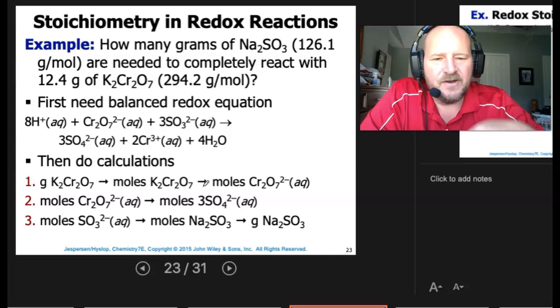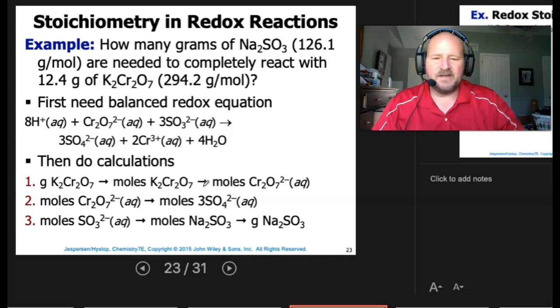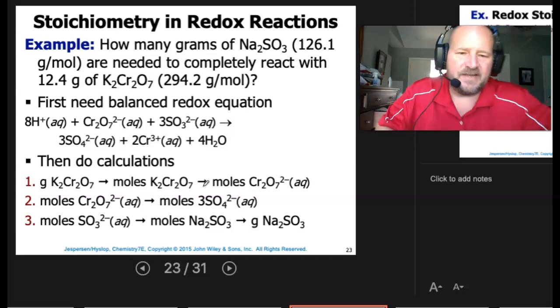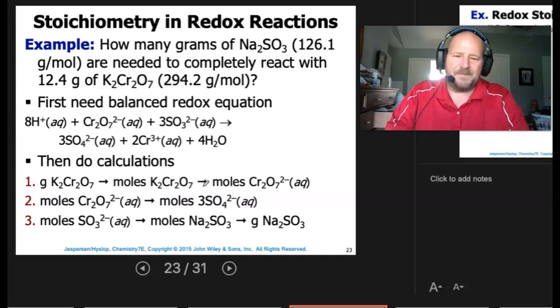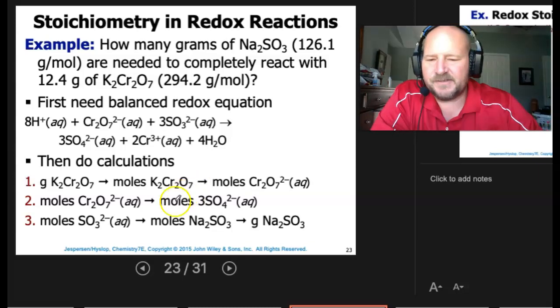So realistically, we're just adding a couple of steps because when we balance the redox reaction, it's going to be in terms of ions, not necessarily compounds, right? Because we'll ignore the sodiums, we'll ignore the potassiums, they're spectator ions, they're not doing anything anyway. But in order to take care of the mass piece, we have to add those in to the later calculations.